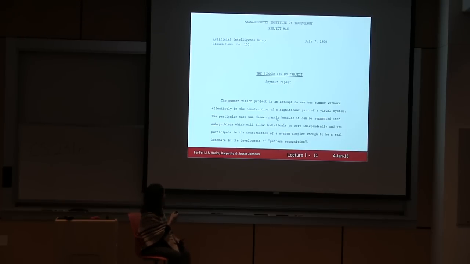The Summer Vision Project is an attempt to use our summer workers effectively in the construction of a significant part of a visual system. This was the proposal for that summer. And maybe they didn't use their summer workers effectively, but in any case, computer vision was not solved in that summer. Since then, it became the fastest growing field of computer vision and AI.